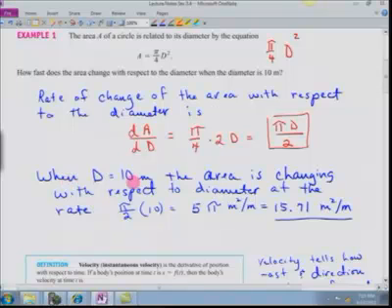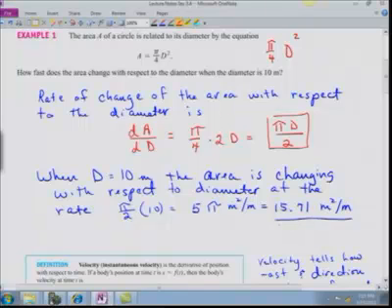Now, when d is 10, the area is changing with respect to the diameter at the rate pi over 2 times the diameter, which we know is 10. So it's 5 pi meters per second meter. They're going to have that unit for you. Okay? And then they might expect you to go ahead and do 5 times pi, and you would get 15.71.